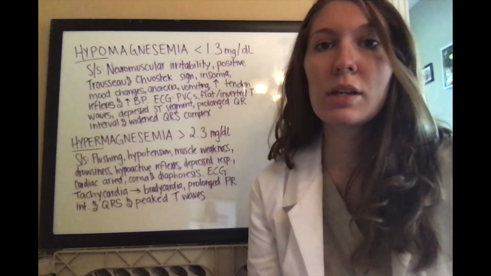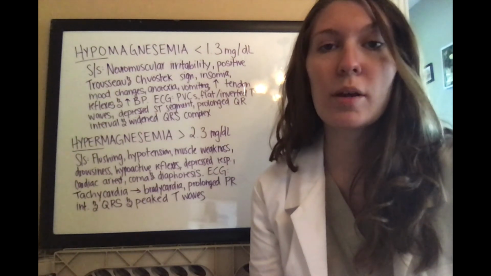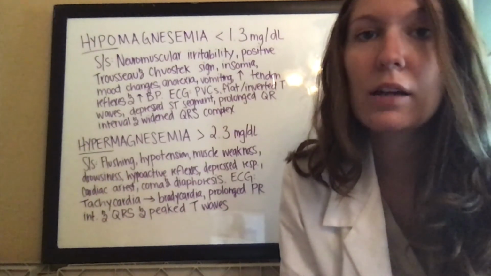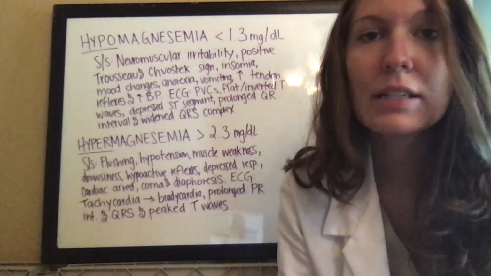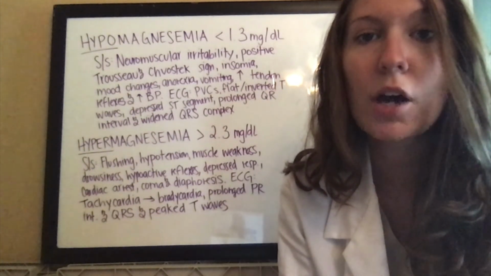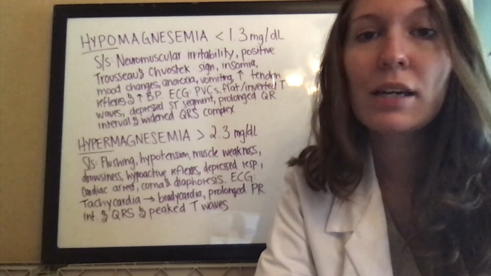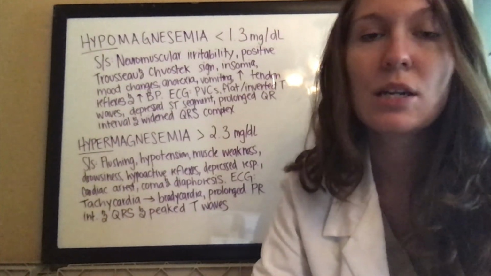Hypermagnesemia occurs when there is a serum concentration of magnesium greater than 2.3 milligrams per deciliter. Signs and symptoms of hypermagnesemia include flushing, hypotension, muscle weakness, drowsiness, hypoactive reflexes, depressed respirations, cardiac arrest, coma, and diaphoresis. ECG changes that are noted include tachycardia to bradycardia, prolonged PR interval and QRS, and peaked T waves.